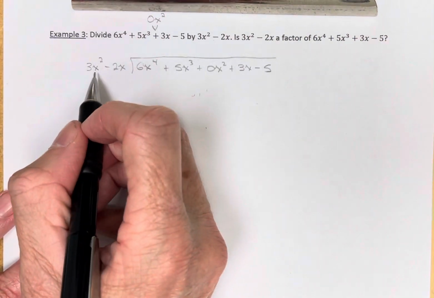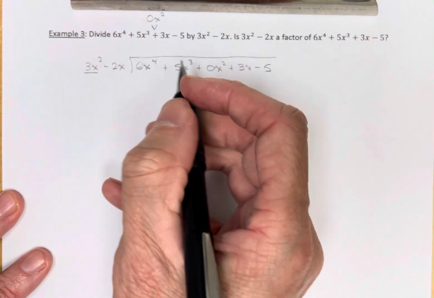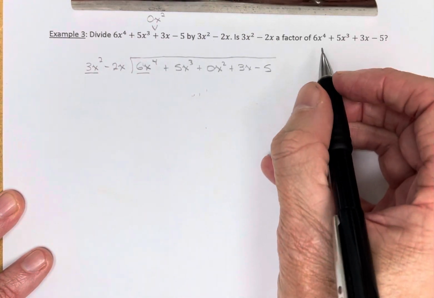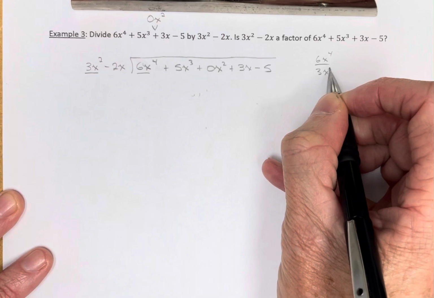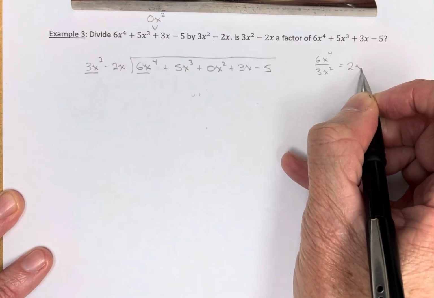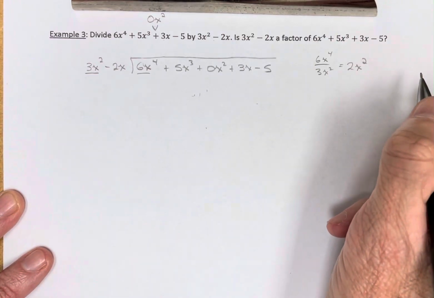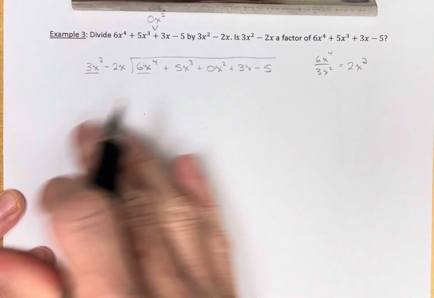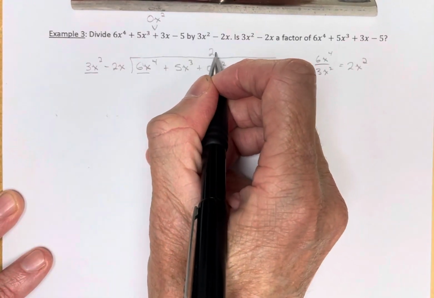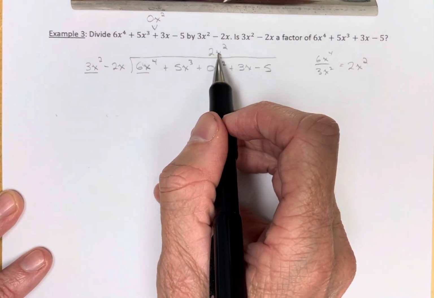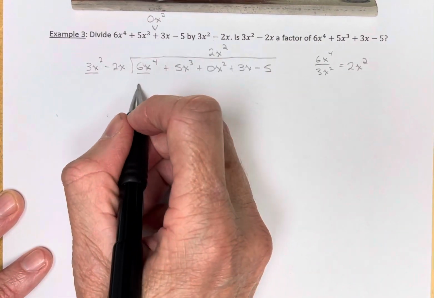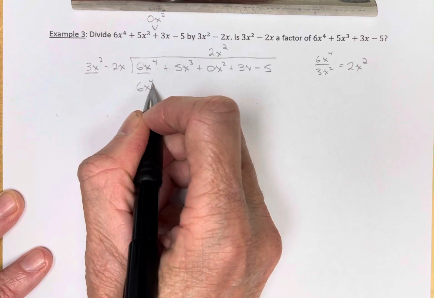Let's start. How many times does 3x squared go into 6x to the fourth? Again, 6x to the fourth divided by 3x squared. Well, that is 2x squared. So it goes in 2x squared times. Multiply. 2x squared times 3x squared is 6x to the fourth. Well, that's what we wanted.